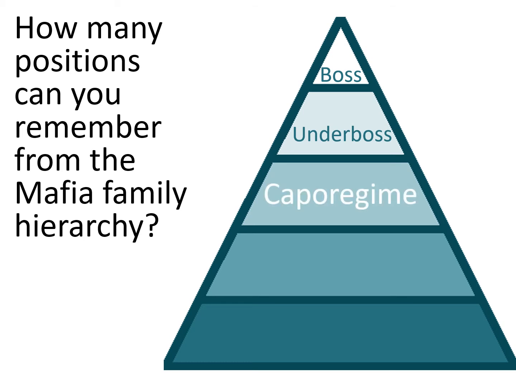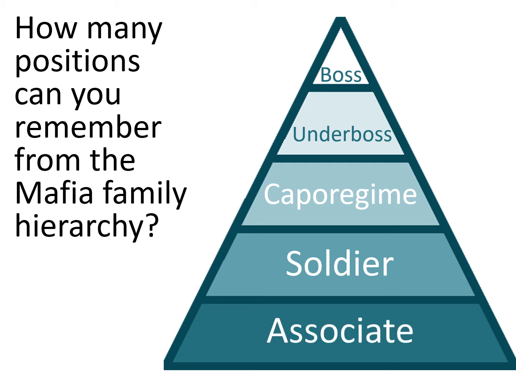Underneath them we've got the capo regime, who are often referred to as the capos. Quite a lot of authority for them. They have a little bit more responsibility, but not quite as much as the underboss and the boss. Under them you've got the general soldiers, who are the day-to-day people, the ones that commit most of the crime, and at the very bottom of our hierarchy we've got the associates.